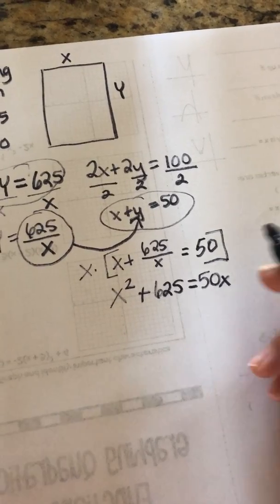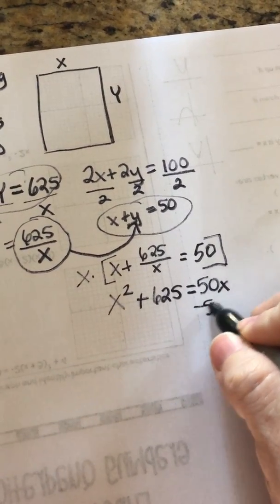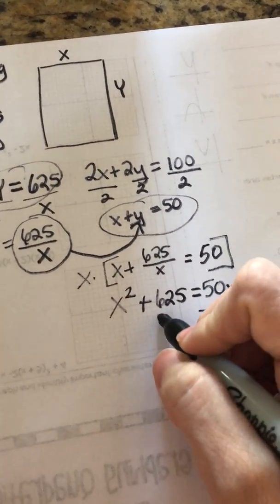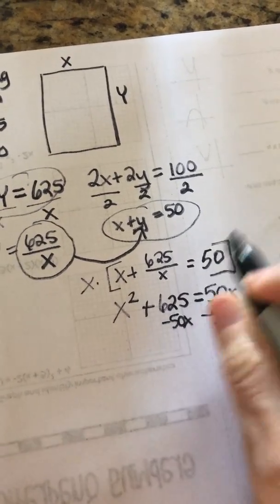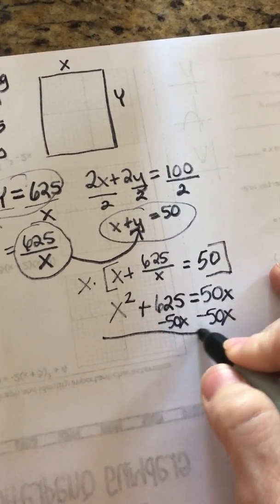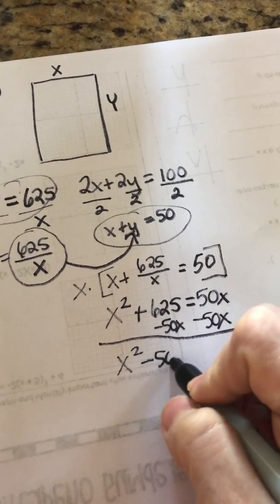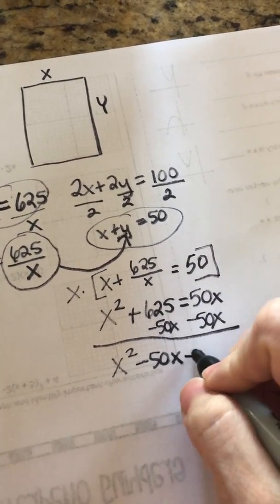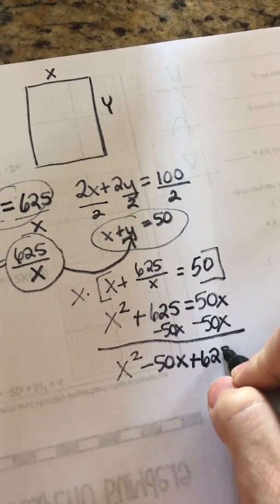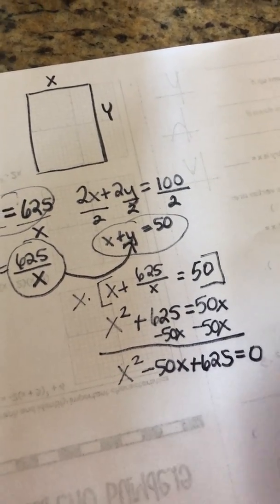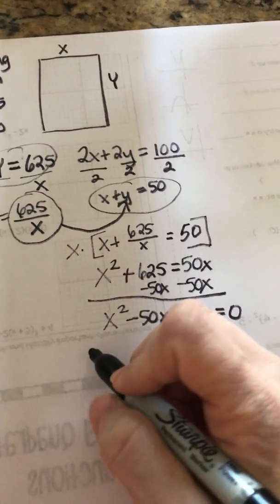There's my quadratic. Because it's got a linear term, I know I can't solve with square roots, so I need to get it into standard form. So I'm going to subtract 50x from both sides. So I've got x squared minus 50x plus 625 equals 0.